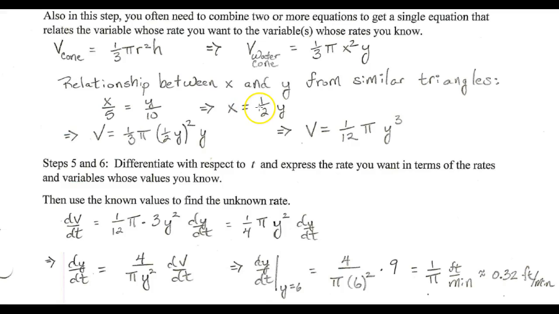Just multiply both sides by 5. So x is 5/10 y, which is 1/2 y. Plug that in for x now. So in other words, we have 1/3 pi x squared y is the volume. So I'm plugging 1/2 y in for x. So 1/3 pi times (1/2 y) quantity squared times y. Simplify that. 1/2 squared is 1/4 times 1/3 is 1/12. So 1/12 pi, and then y squared times y is y cubed. So now I have volume as a function of just y that is changing, because I knew a relationship between x and y.